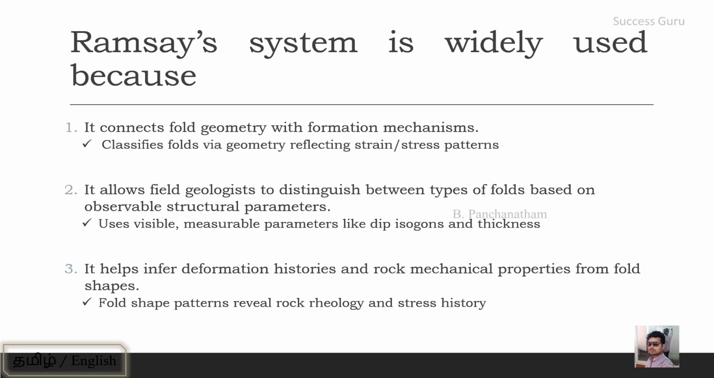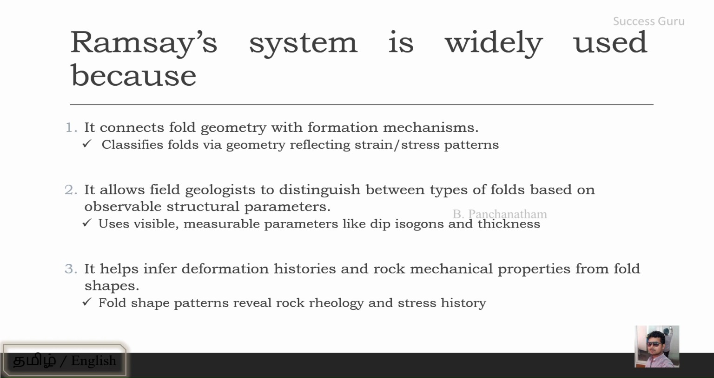So there may not be any sort of confusion, it is quite easier for us to name the fold in the field itself. Then the third reason is that it helps infer deformation history and rock mechanical properties from the fold shape. So the shape of the fold, the change in the thickness and all those things is mainly based on the competency of the rock itself. So from this classification we can also connect the rock's rheology with the folding mechanism. So these are the 3 main reasons why we should go for Ramsay's classification.